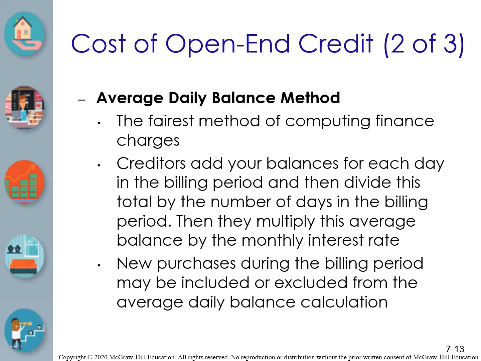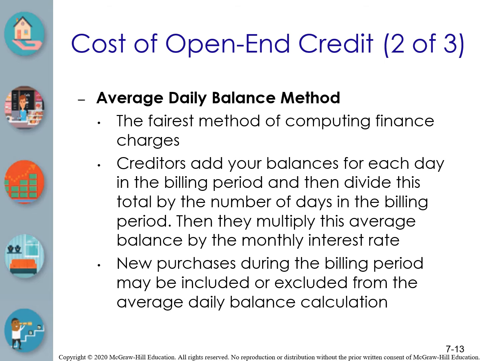So, cost of open-ended credit: this is the average daily balance method, the fairest method of computing finance charges. The creditor adds your balances for each day in the billing period, then divides the total by the number of days in the billing period. Then they multiply this average balance by that monthly interest rate. So it's that monthly portion of that 1 year. New purchases during that billing period may be included or excluded. Again, it all depends on what's stated in the agreement for the average daily balance calculation.